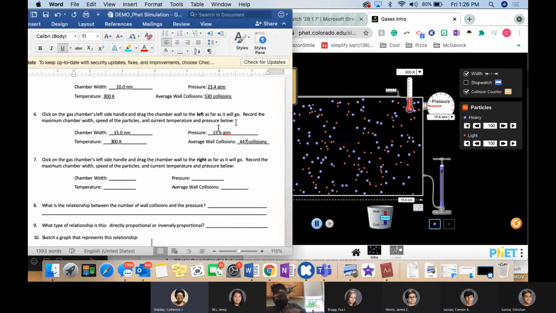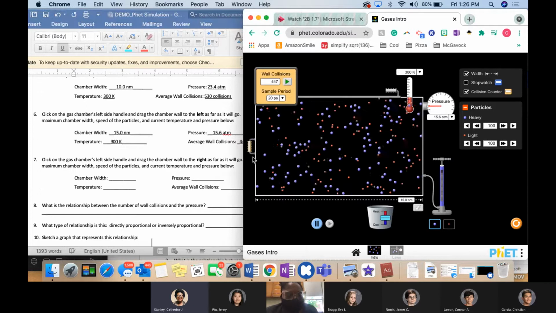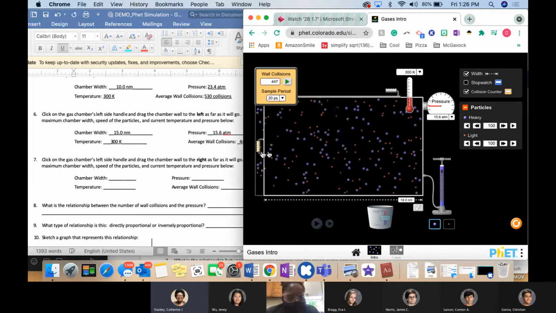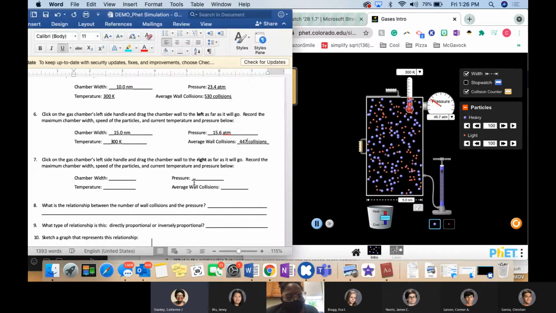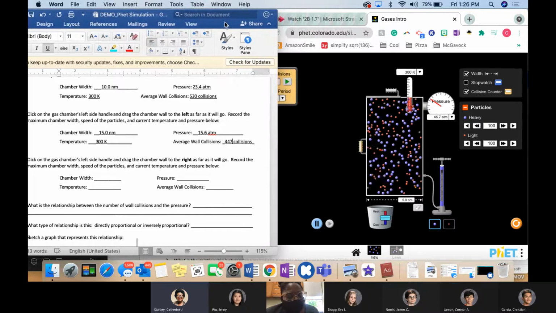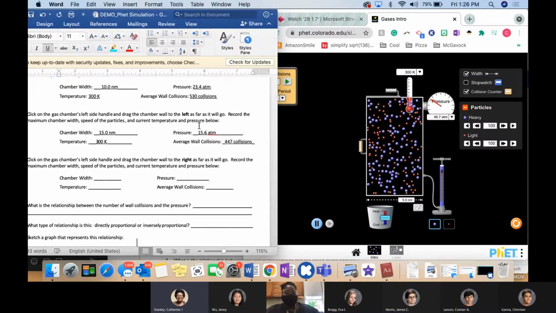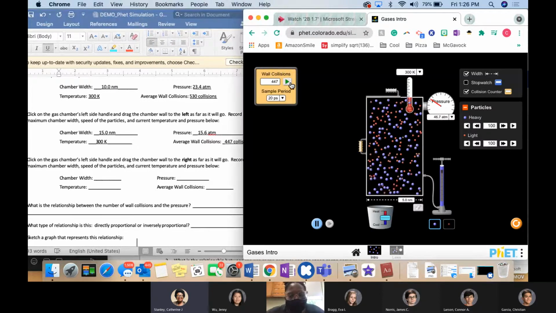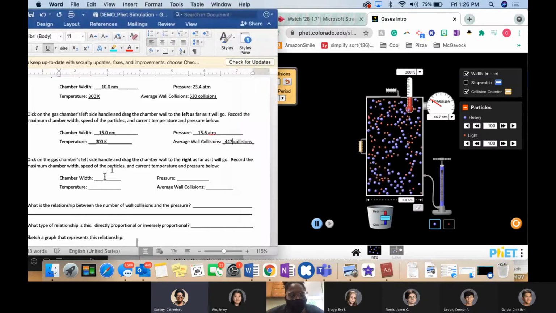All right, click on the gas chamber's left handle and drag the chamber wall to the right as far as it will go. Record the maximum chamber width, speed of particles, current temperature, and pressure below. Let us get a new reading.